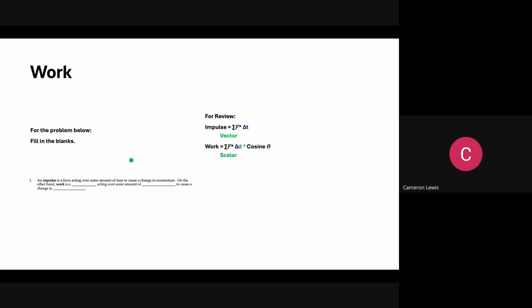Now let's look at the similarities between both of them. Impulse and work are both equations that have what in them? What variable?